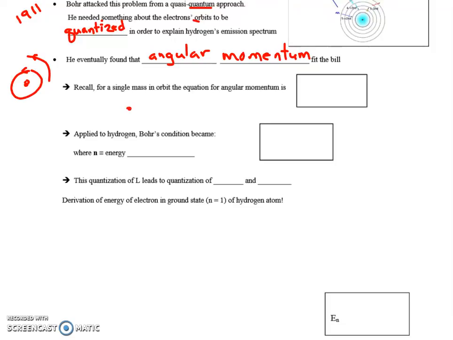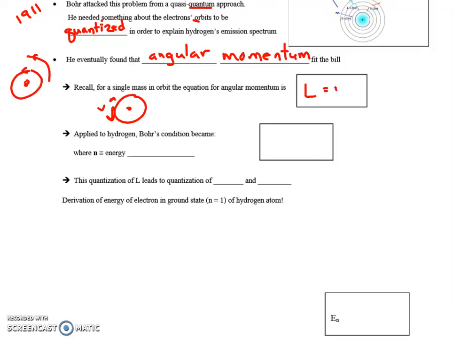So if I've got something going around like this with a velocity v, it has a mass m. How do we calculate its angular momentum? Well, the symbol for angular momentum is L, and if you recall, it's really the cross product of its momentum times how far away it is from its pivot point.